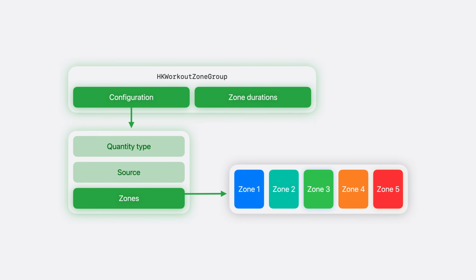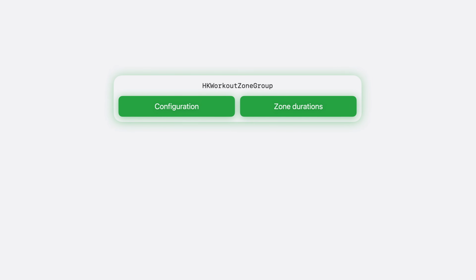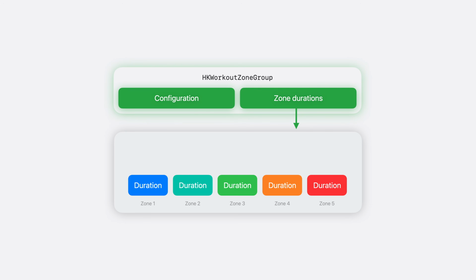The configuration also contains an array of zones ordered by the zone's boundaries. Each zone contains an index and a minimum and maximum HKQuantity. The first zone has no lower bound, and the last has no upper bound, ensuring the full range of values is always covered. Zones are guaranteed to be contiguous and non-overlapping. HKWorkoutZoneGroup also contains an array of zone durations. This is an array where each element contains the zone and the time spent in each zone, ordered by the zone threshold values.